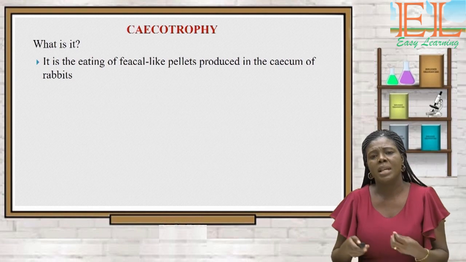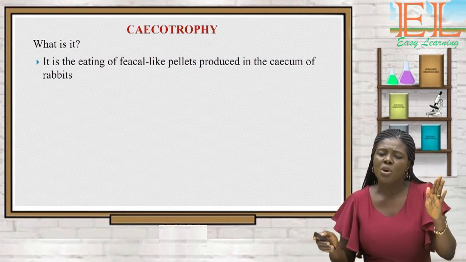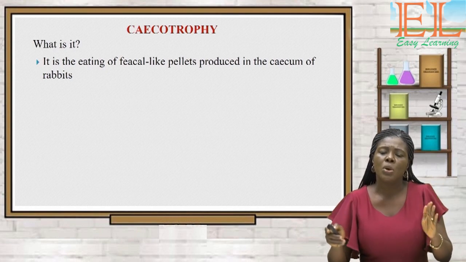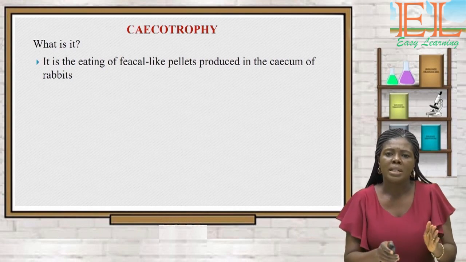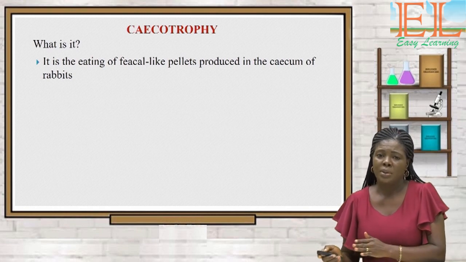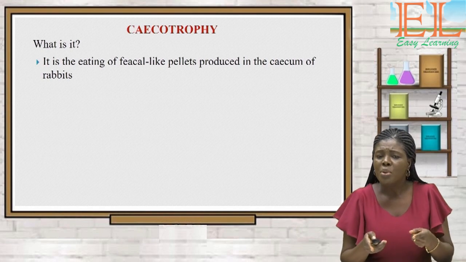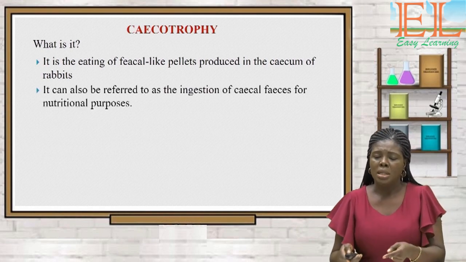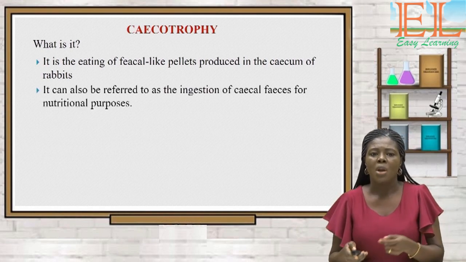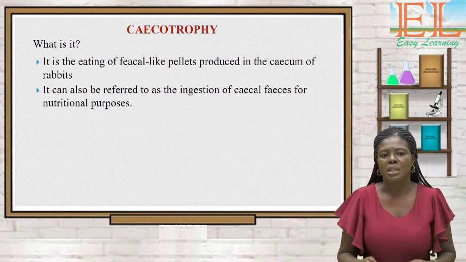However, the undigested part moves into the large intestine. There is a portion of the large intestine known as the cecum. The undigested food moves into the cecum and comes out in a form like droppings. Now, these droppings are what's referred to as the psychotropes. And we are saying that they are supposed to eat it back.